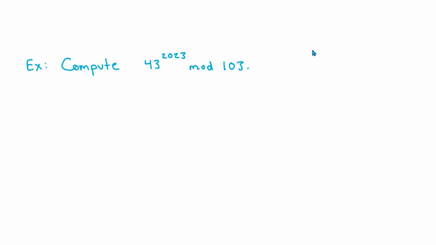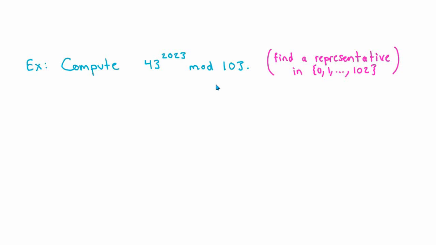Let's suppose that we want to compute 43 to the power 2023 modulo 103. Now, of course, you could just say that the answer is 43 to the 2023 modulo 103. So to make the problem more precise, let's suppose that I'm trying to find a representative for this residue class, which lies in the range from 0 to 102.